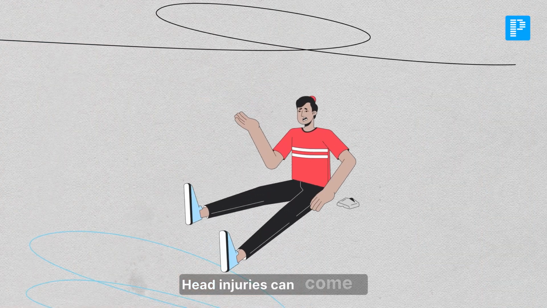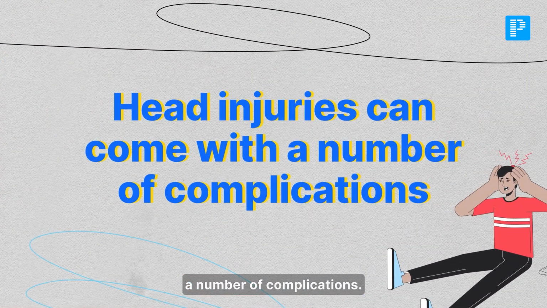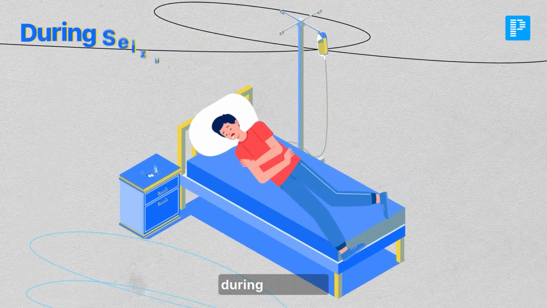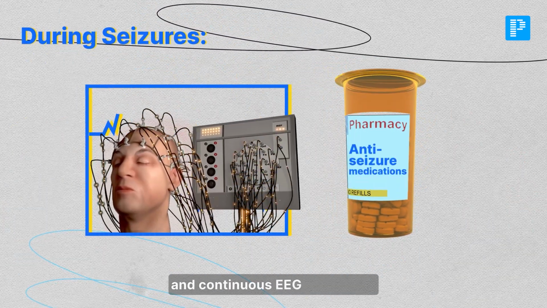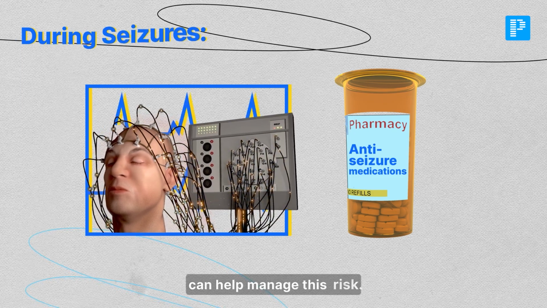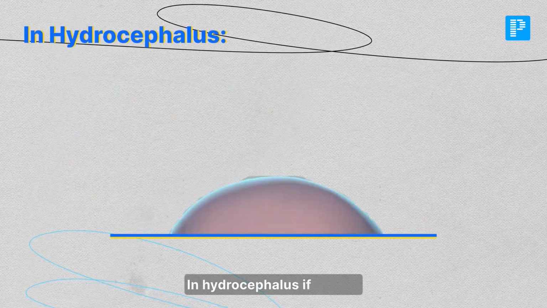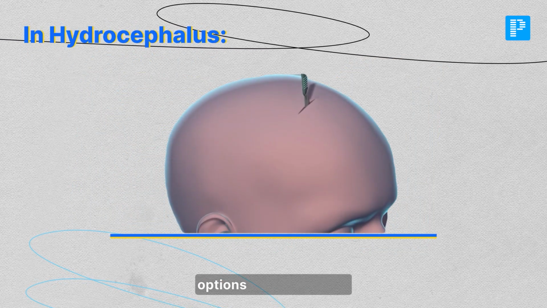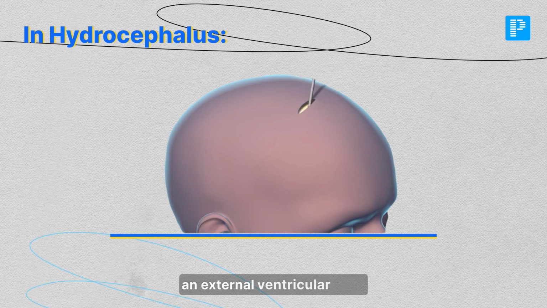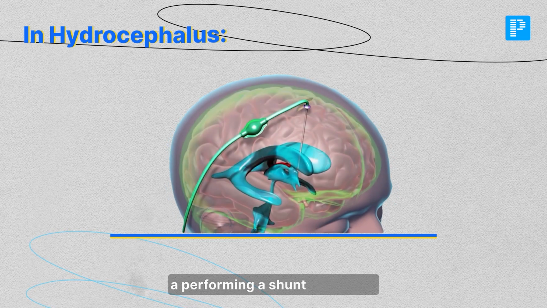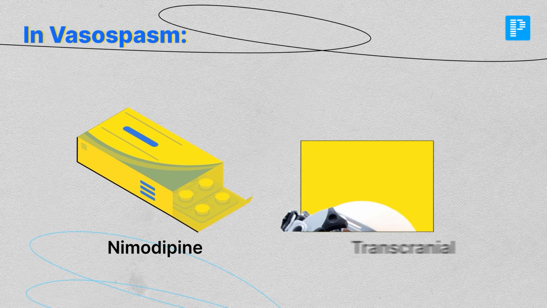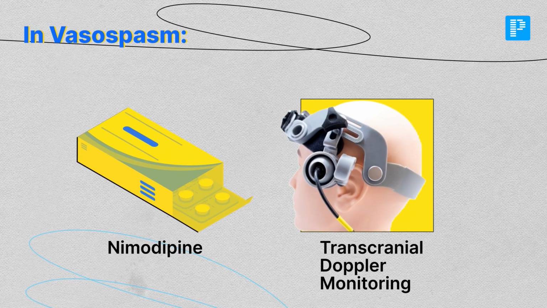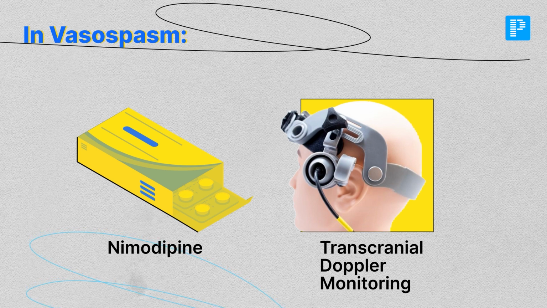Head injuries can come with a number of complications. Here's how to handle them. During seizures, anti-seizure medications and continuous EEG monitoring can help manage this risk. In hydrocephalus, if excess fluid builds up, options include placing an external ventricular drain or performing a shunt procedure. And in vasospasm, medications like nimodipine or transcranial Doppler monitoring can help manage blood vessel constriction.